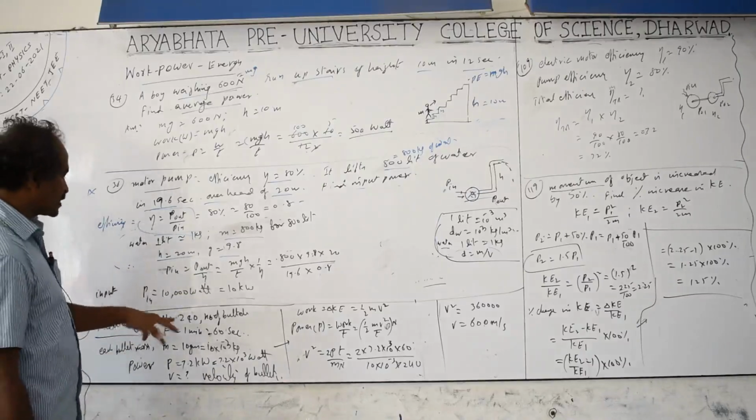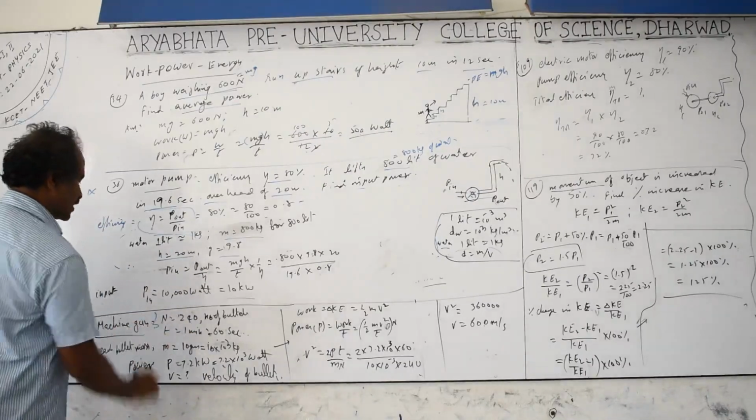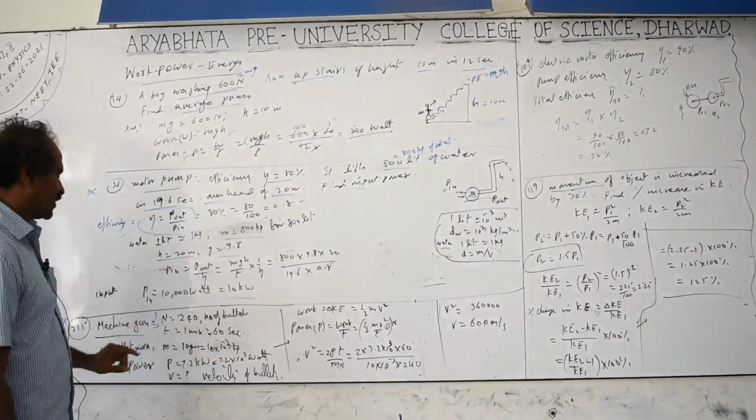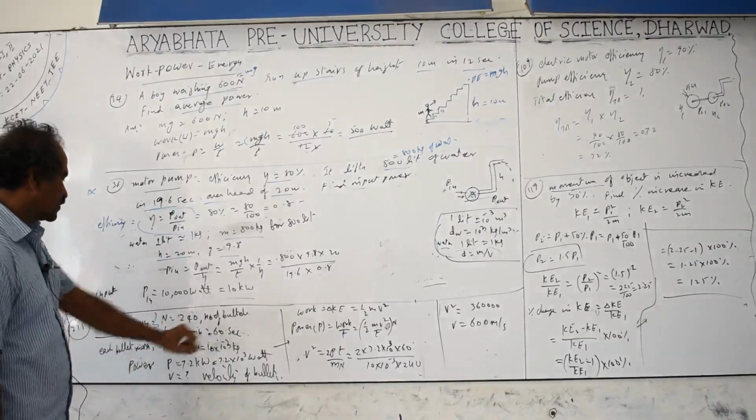How many bullets are fired? 240 bullets are fired in 1 minute. The number of bullets per second, n by t, is what you have to find out. Time is given per minute, so convert it into seconds.